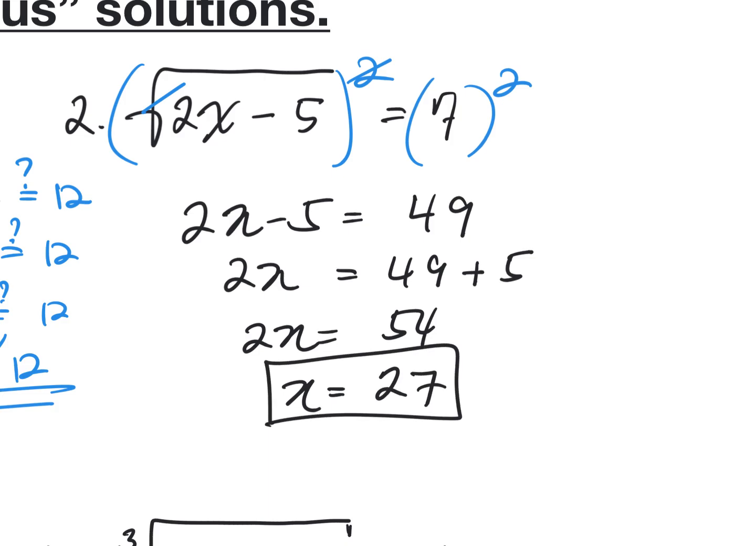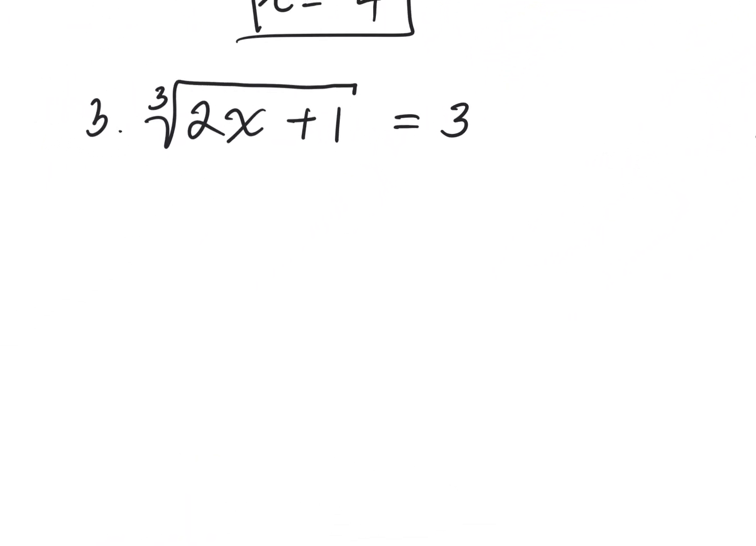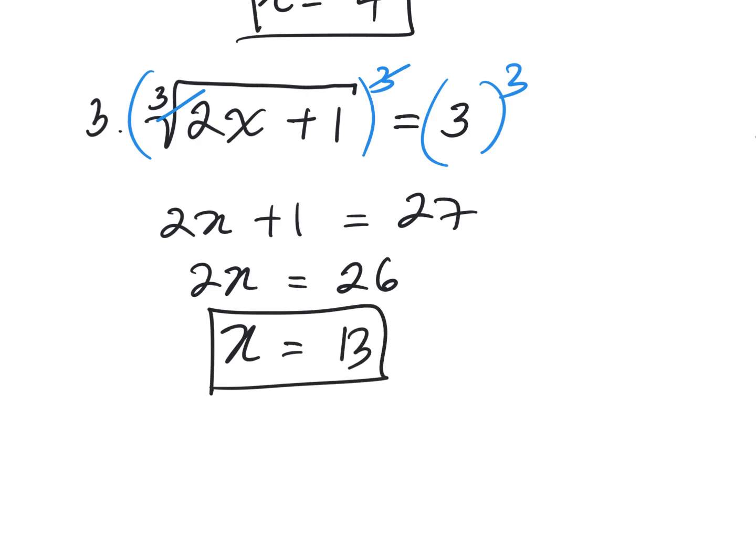Okay, let's go for number 3. The very first thing I'm going to do in here is to raise both sides by the third power, to cancel out my cube root in here. Okay, so what is left on this side is just 2x plus 1. 3 cube is equivalent to 27. So 2x is equal to 27 minus 1, which is going to give you 26. Dividing both sides by 2, that's going to give me 26 divided by 2, which is 13. Okay, as simple as that.